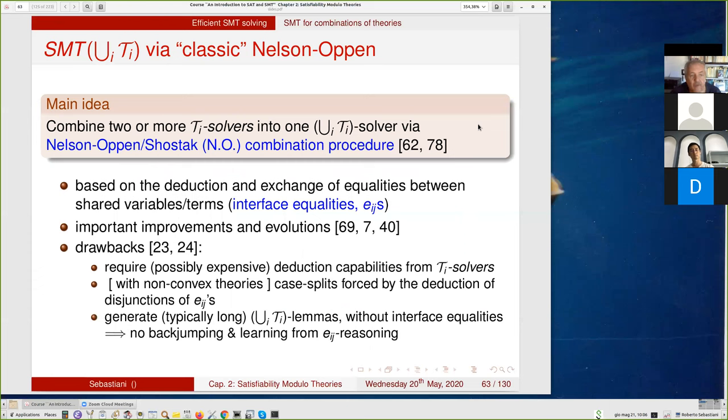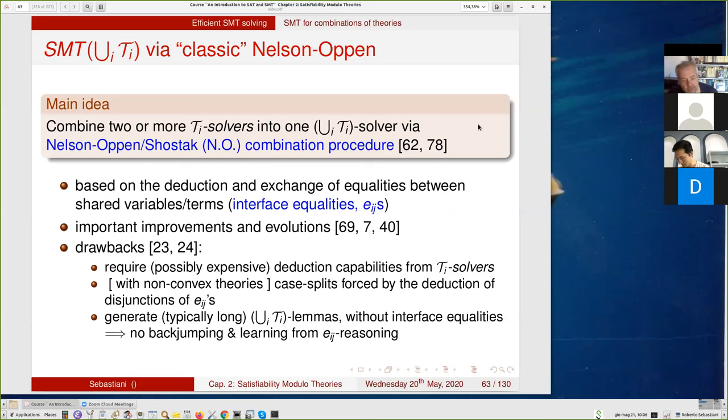Overall, the idea is to combine two or more theory solvers into a new one based on the deduction and exchange of equalities between shared variables. So what are the problems with that? They were not conceived for SMT. They were considered for combining single decision procedures for conjunctions of literals. And with SMT, they are not good.